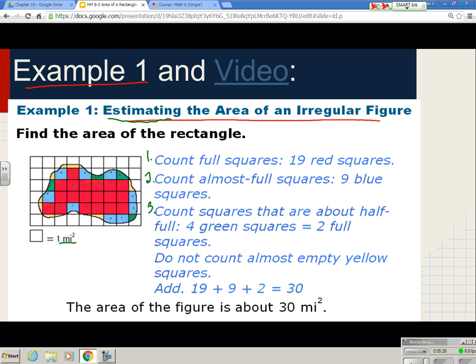And then we have all these other little squares that are kind of yellow. And they're so little, it's kind of hard to even count them. And remember, we're estimating, so some of the numbers we've looked at are probably a little over. So if we added up our 19 red squares and our 9 almost full squares, and the 4 half squares make 2 full squares, when you add them, the area's figure is about 30 miles squared.